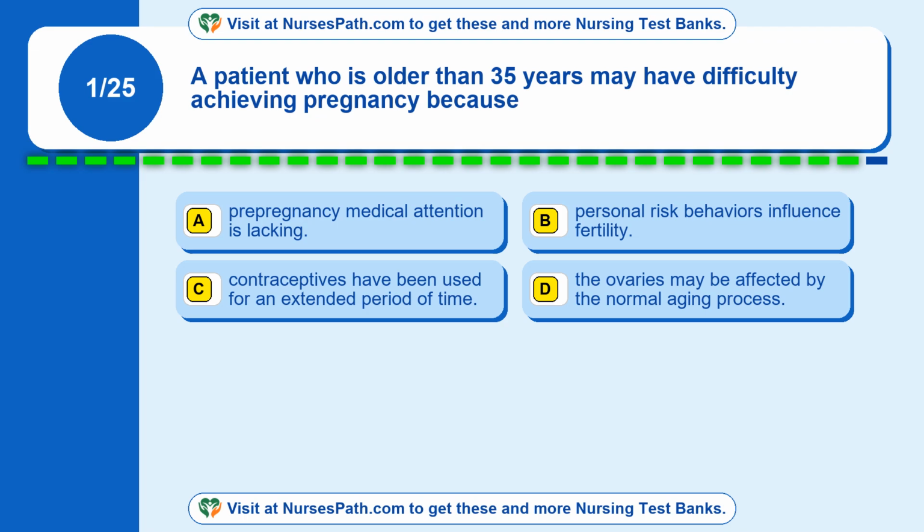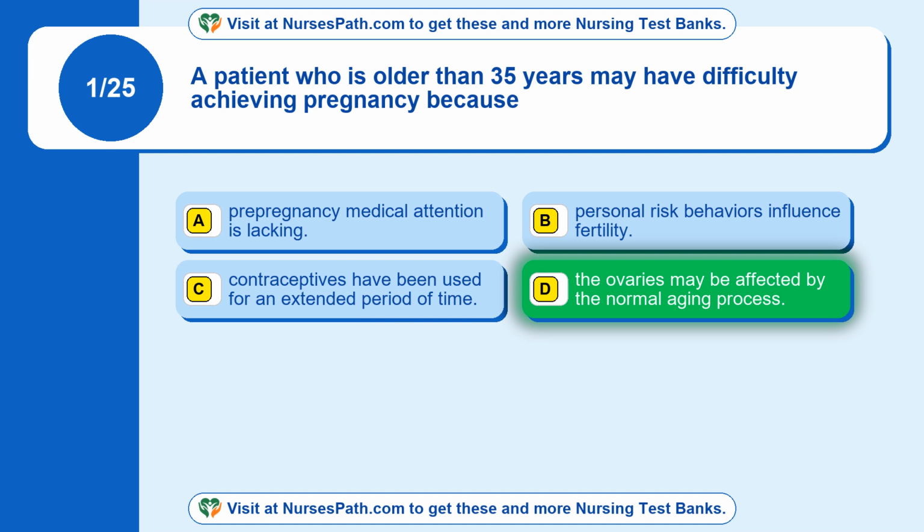Question 1. A patient who is older than 35 years may have difficulty achieving pregnancy because: Option A. Pre-pregnancy medical attention is lacking. Option B. Personal risk behaviors influence fertility. Option C. Contraceptives have been used for an extended period of time. Option D. The ovaries may be affected by the normal aging process.